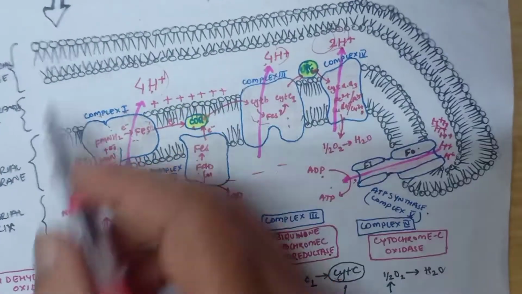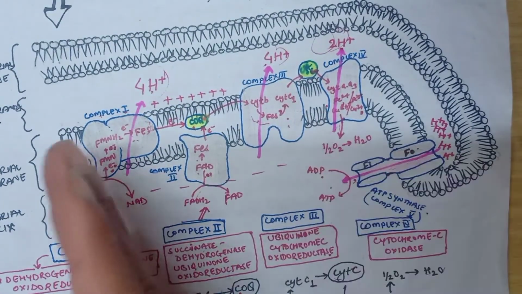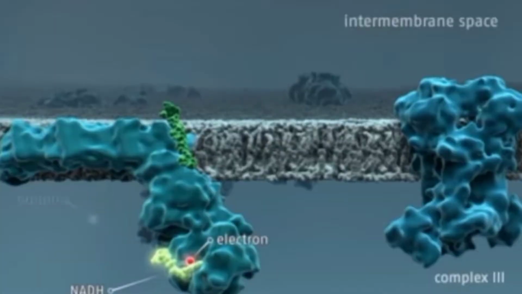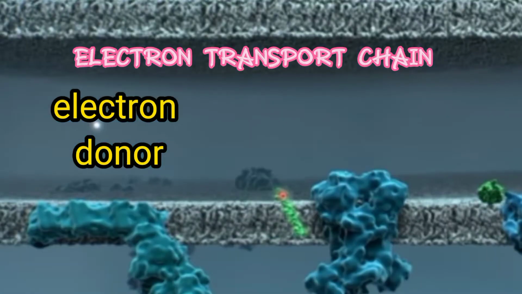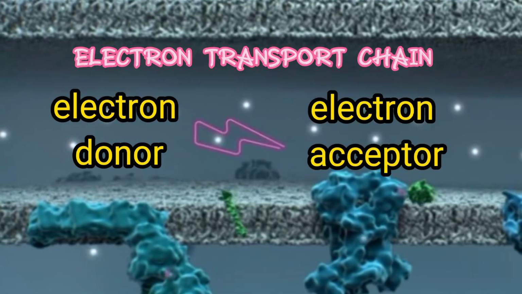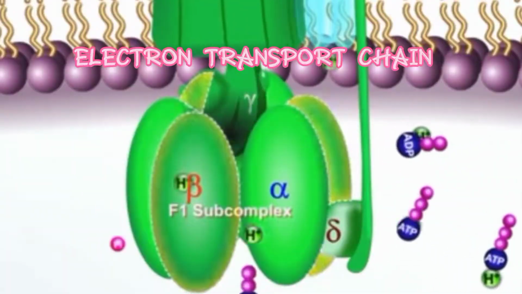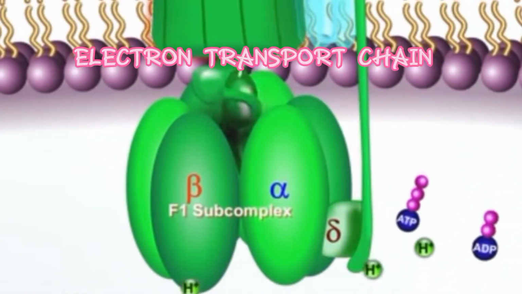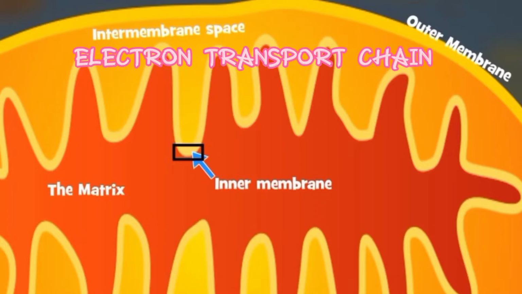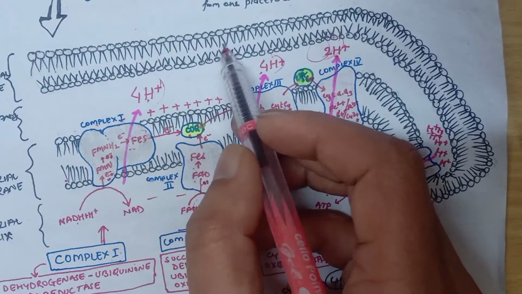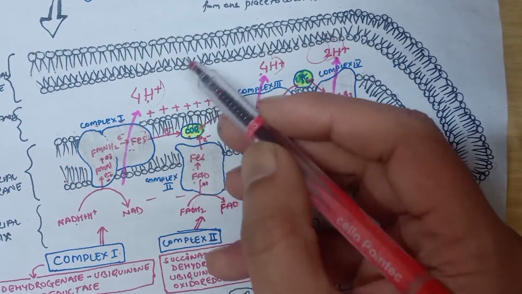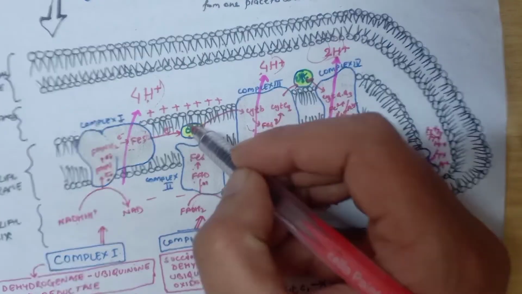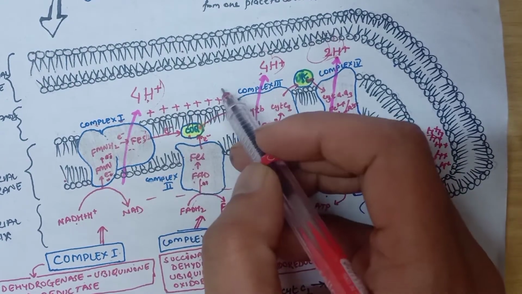So this is the diagram showing the sequence of electron transfer through different complexes. Electron transport is a series of reactions which undergoes transport of electrons from electron donor to electron acceptor, and this will drive ATP synthase to generate ATP. Electron transport chain occurs in the inner mitochondrial membrane and intermembranous space. This is the outer mitochondrial membrane and this is the inner mitochondrial membrane, and the space between the outer mitochondrial membrane and the inner mitochondrial membrane is the intermembranous space.